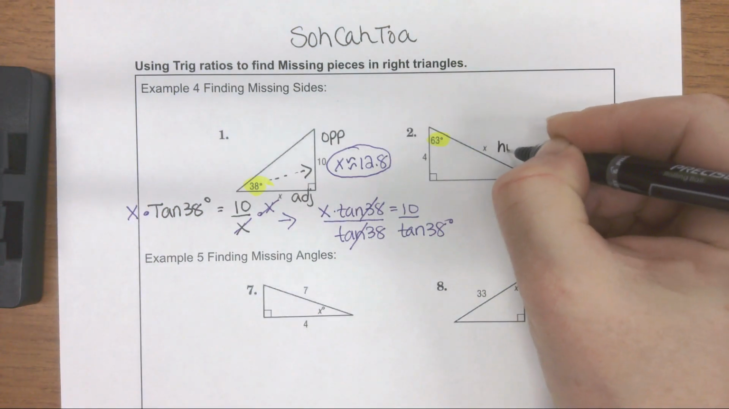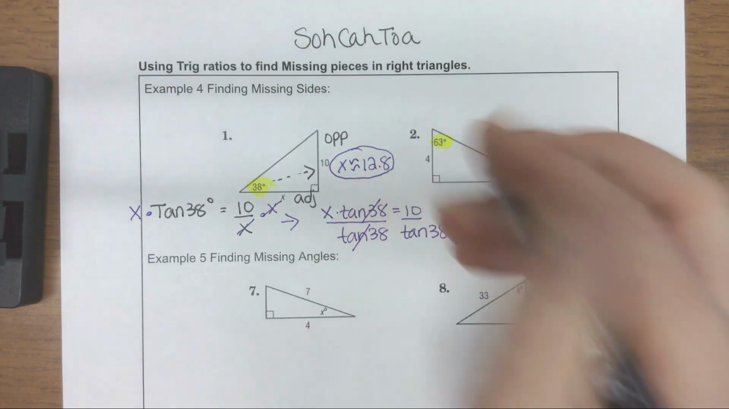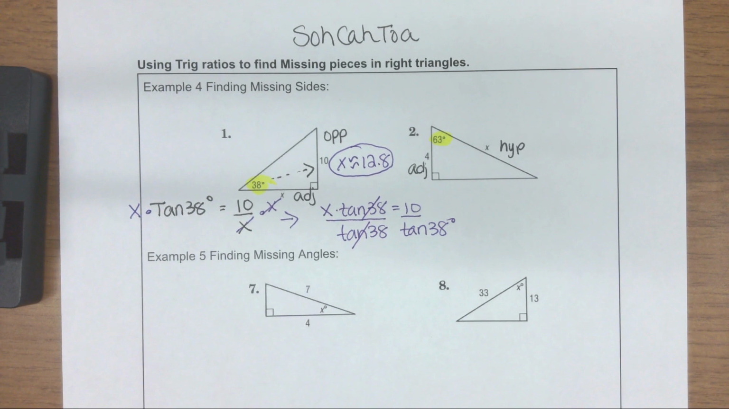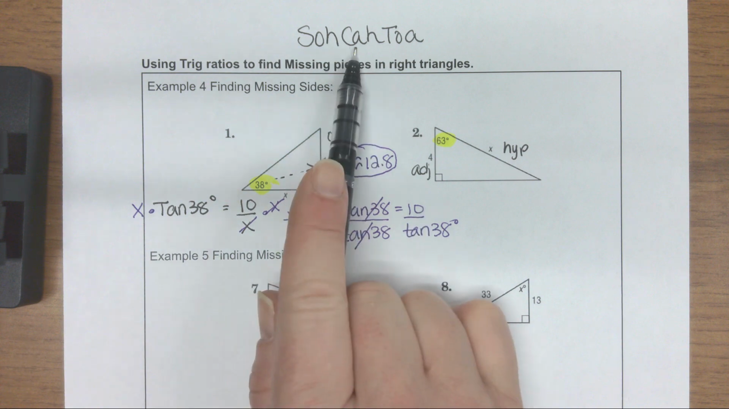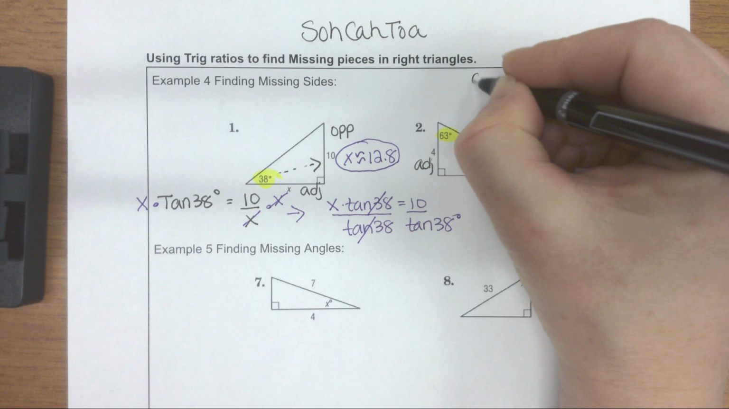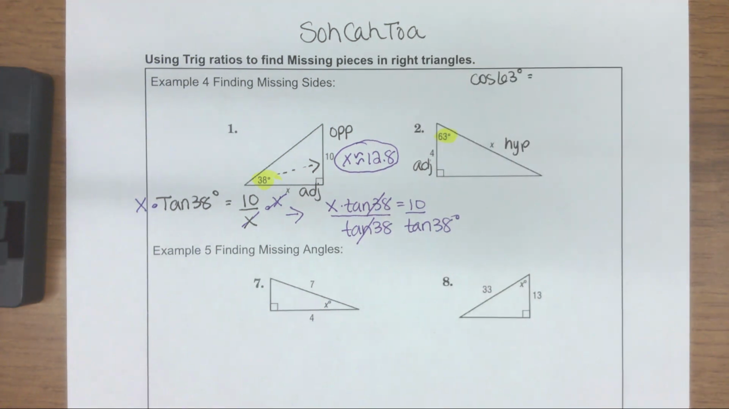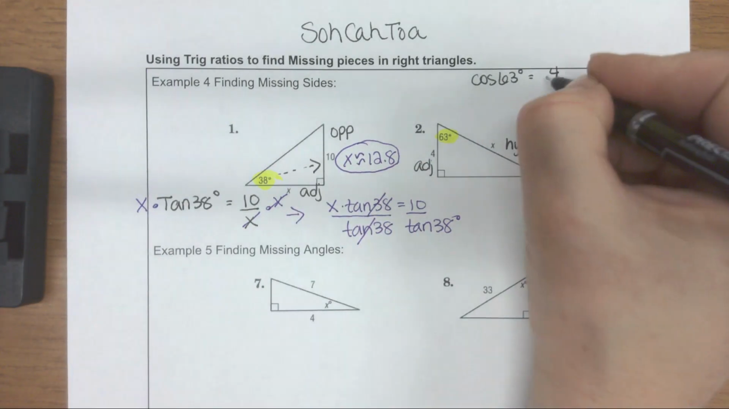X is the hypotenuse. 4 is the adjacent. I need to look above for which trig function involves adjacent and hypotenuse. Which one is it? Cosine. So then I write my statement. Cosine of 63 equals adjacent, which is 4, over the hypotenuse, which is x.